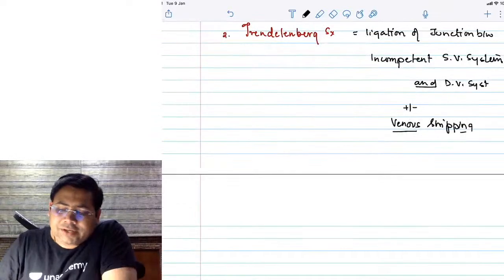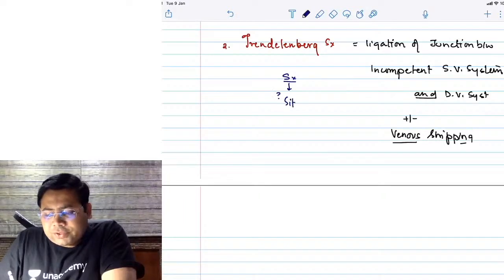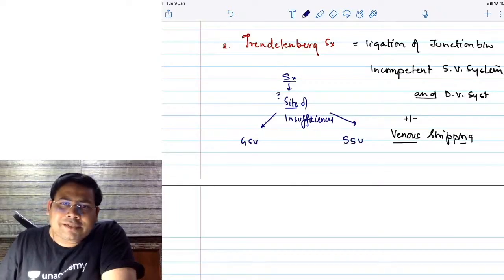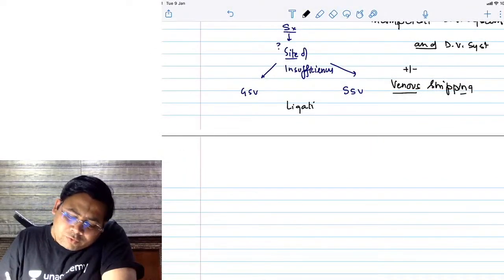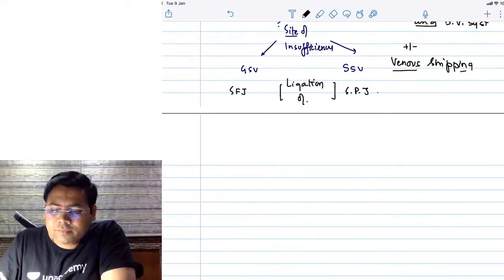Now when you're talking about this Trendelenburg surgery, what surgery do we do? This surgery depends upon the site of insufficiency. Suppose we got the answer that it is a GSV insufficiency, or suppose it is SSV. So what are you going to do? You are going to go for ligation of SFJ in this case, and here ligation of SPJ, saphenopopliteal junction.